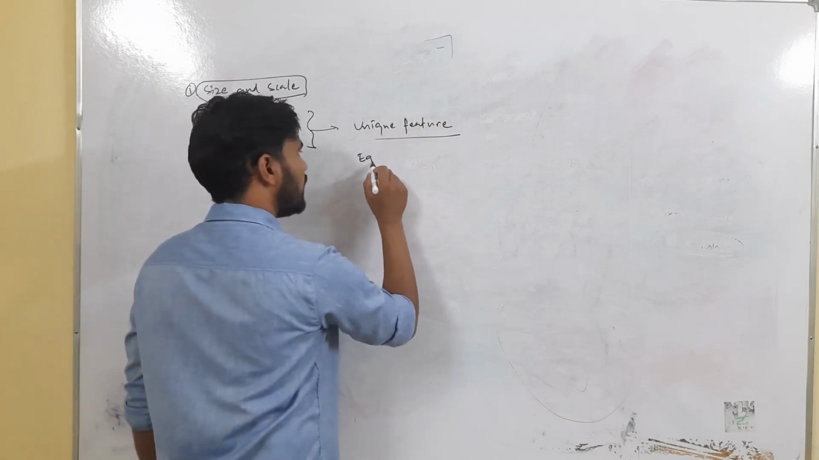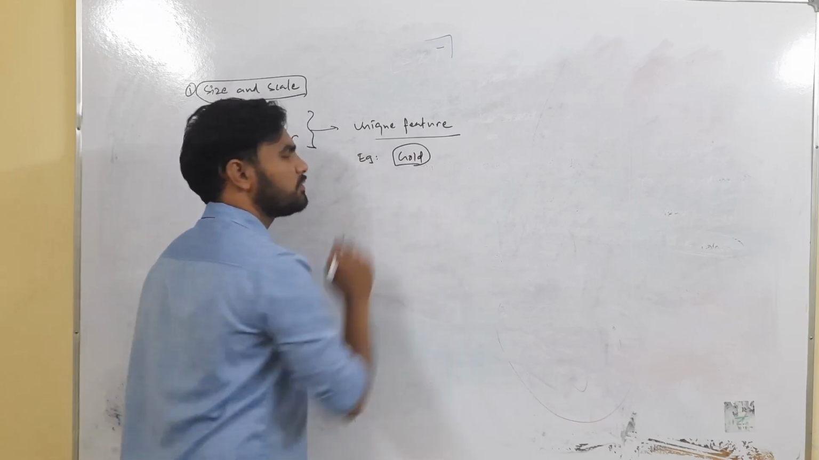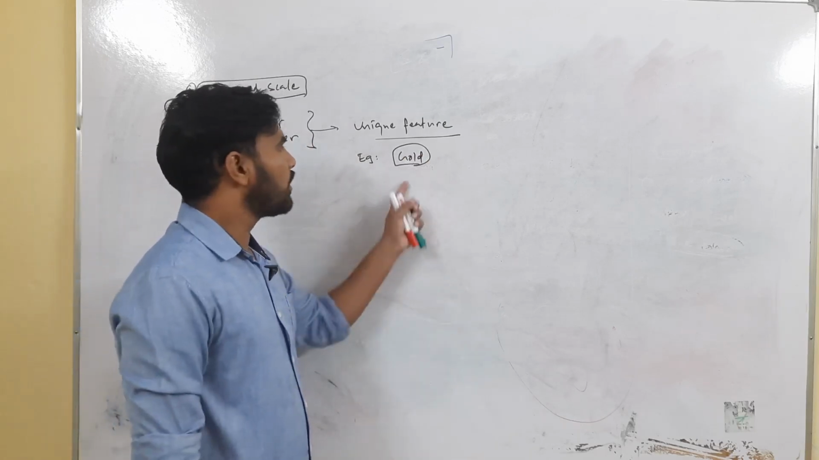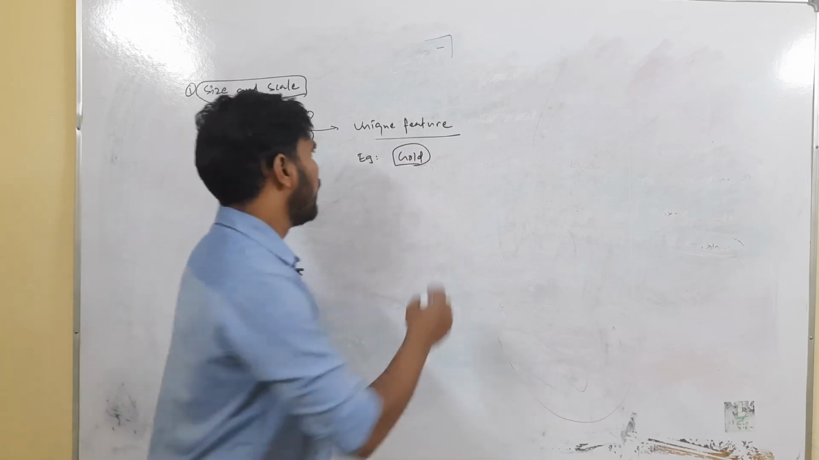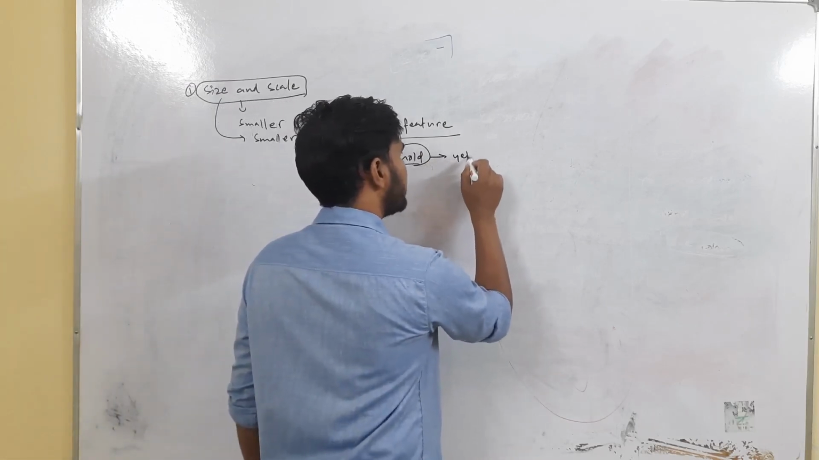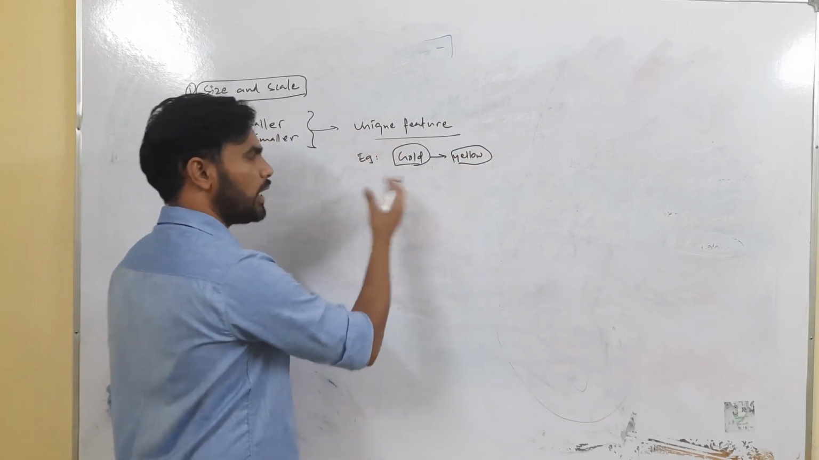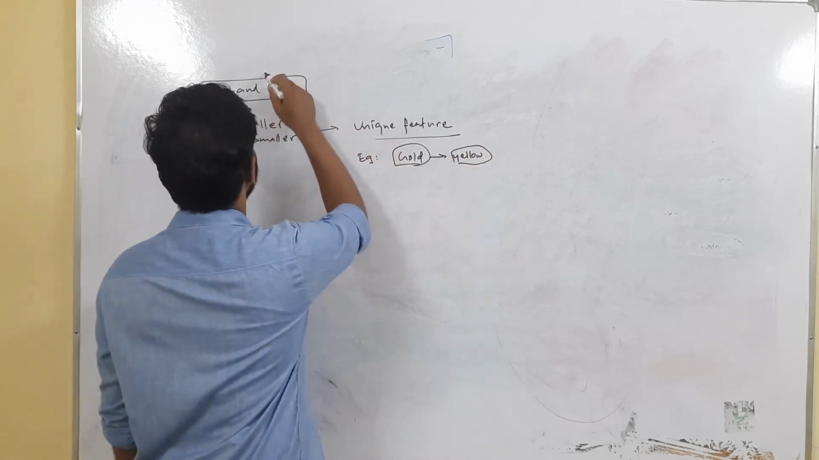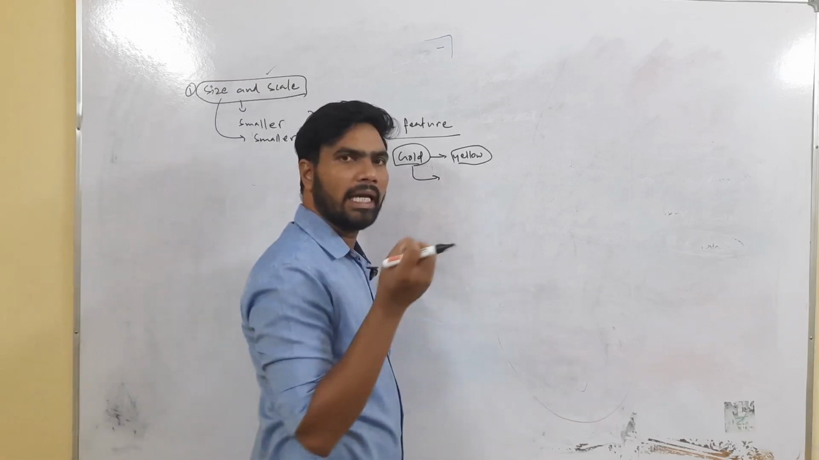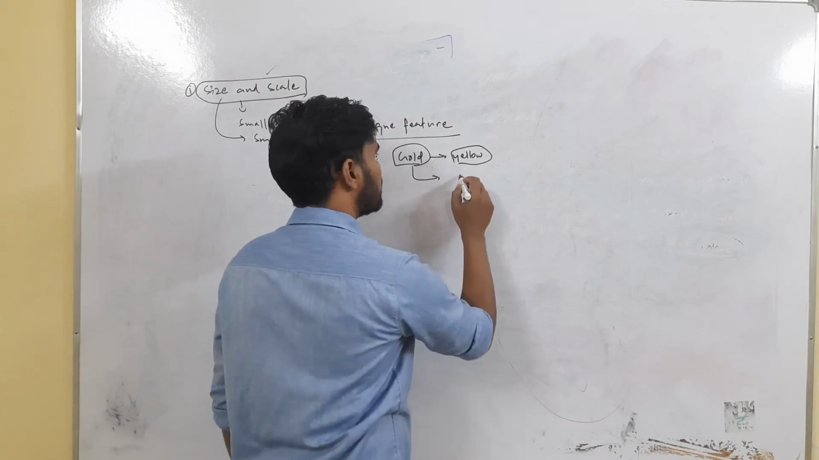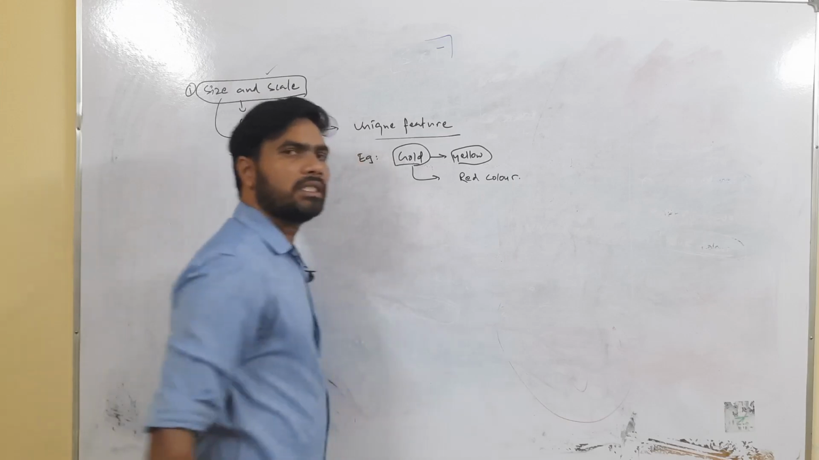Examples: generally what color will gold be? We take the metal gold. We are very fond of wearing ornaments; that is what we use gold for. Generally it exhibits a yellowish color. But when you go to the nanoscale and start working at nano size, the gold particles, instead of emitting the yellowish color, start emitting red color. This is one example.